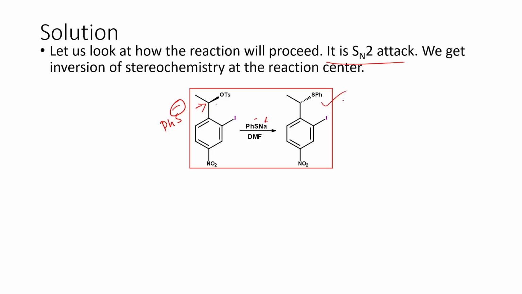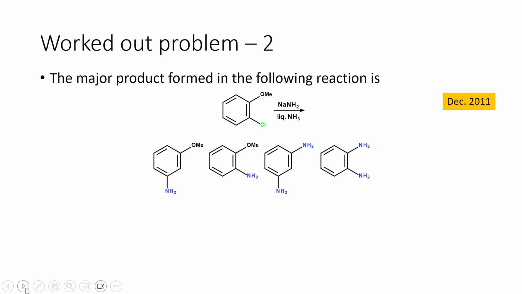So the final product formed will be this one, because the thiolate anion cannot displace the aromatic or nuclear substituted groups. In other words, the iodine cannot be replaced. Similarly, the nitro group cannot be replaced by the thiolate anion. Let us move on to the next problem.